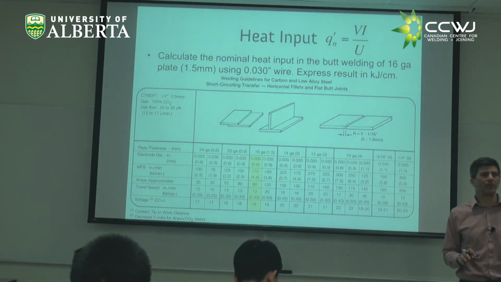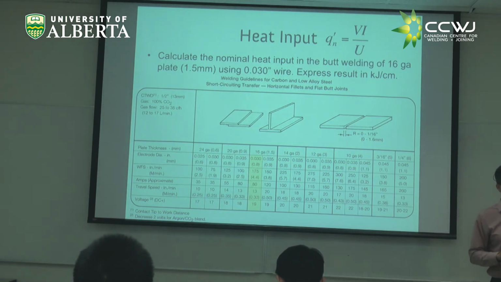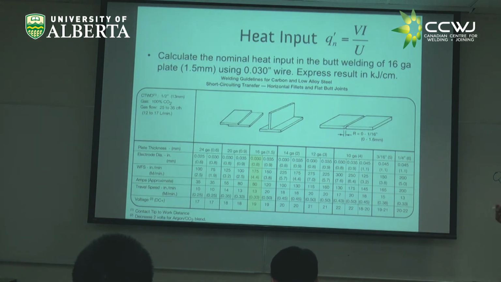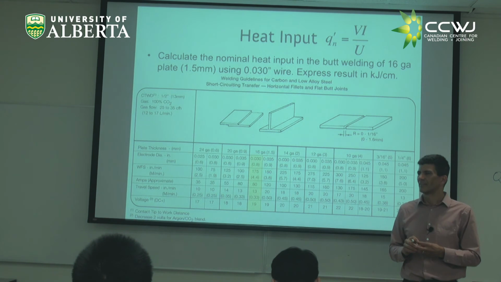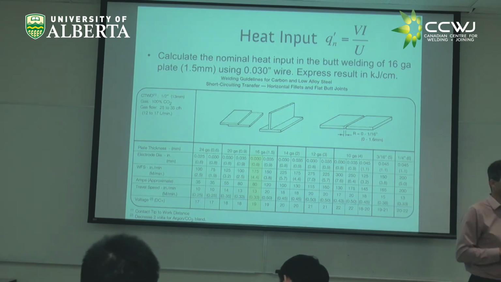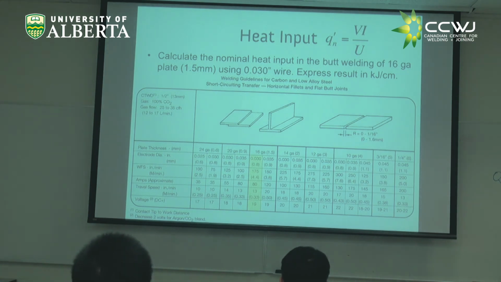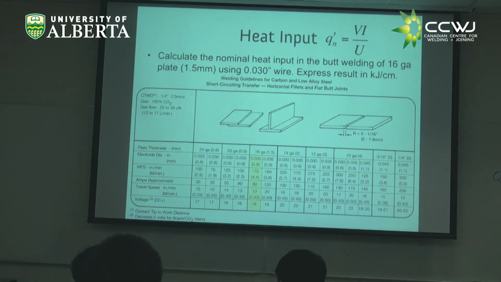People live and die by this number. So you're going to hear all the time about the heat input in practice. Doesn't this look like a trivial calculation? Actually, it is. Anybody got a number? 46.06 kilojoules per centimeter.